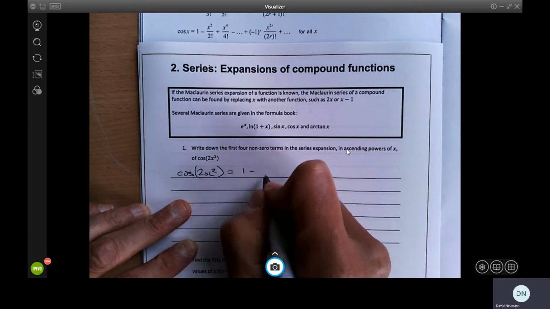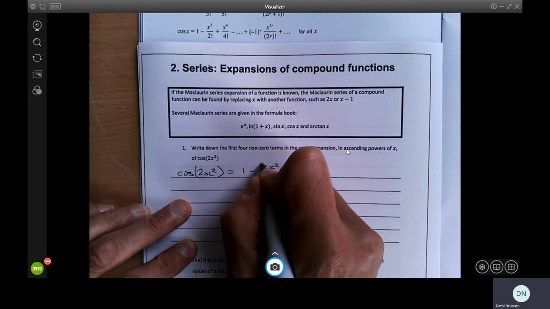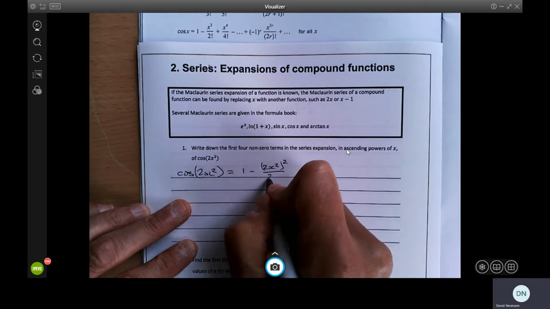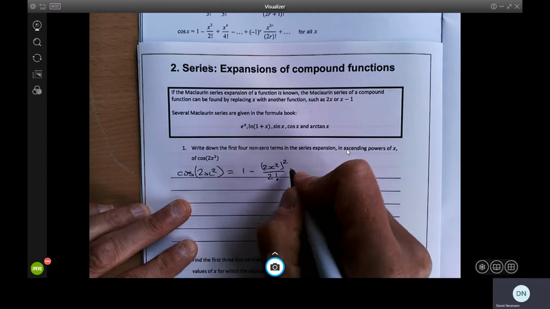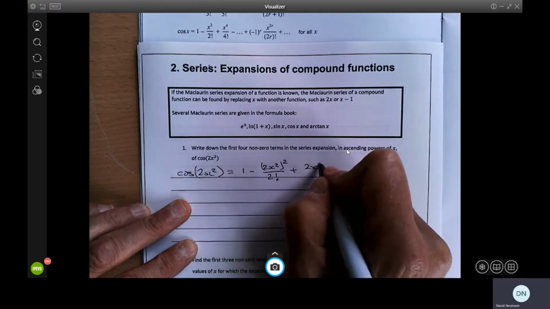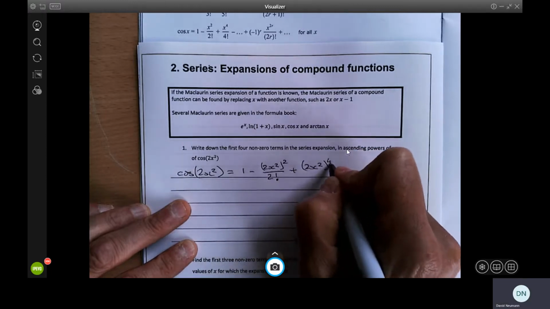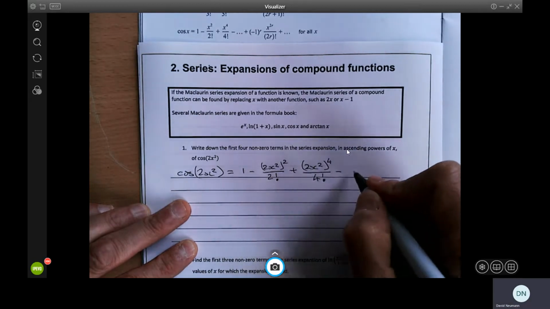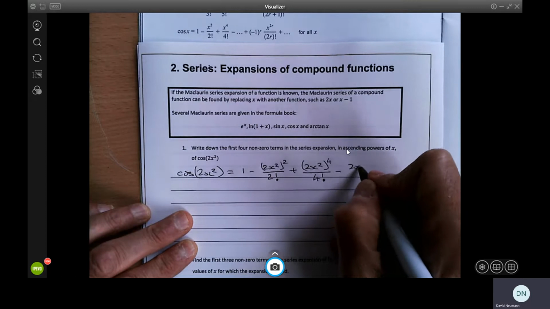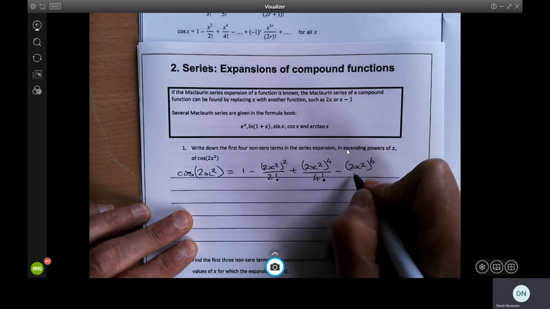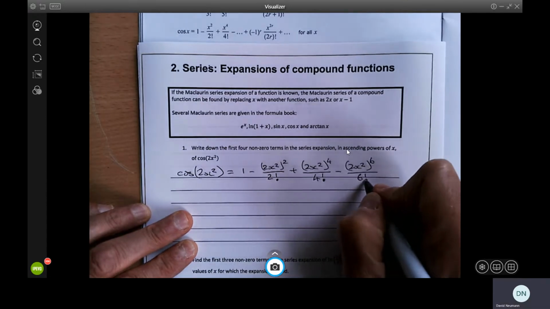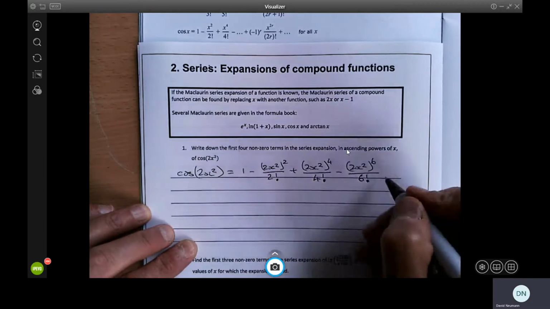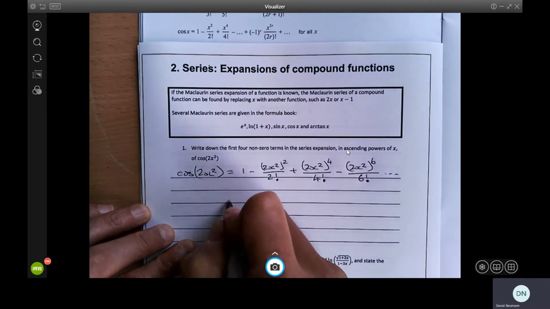So we've got 1 minus 2x squared over 2 factorial, plus 2x squared to the power of 4 over 4 factorial, minus 2x squared to the power of 6 over 6 factorial. And that's as far as we need to go. It says write down the first 4 non-zero terms. So we can do that like that.